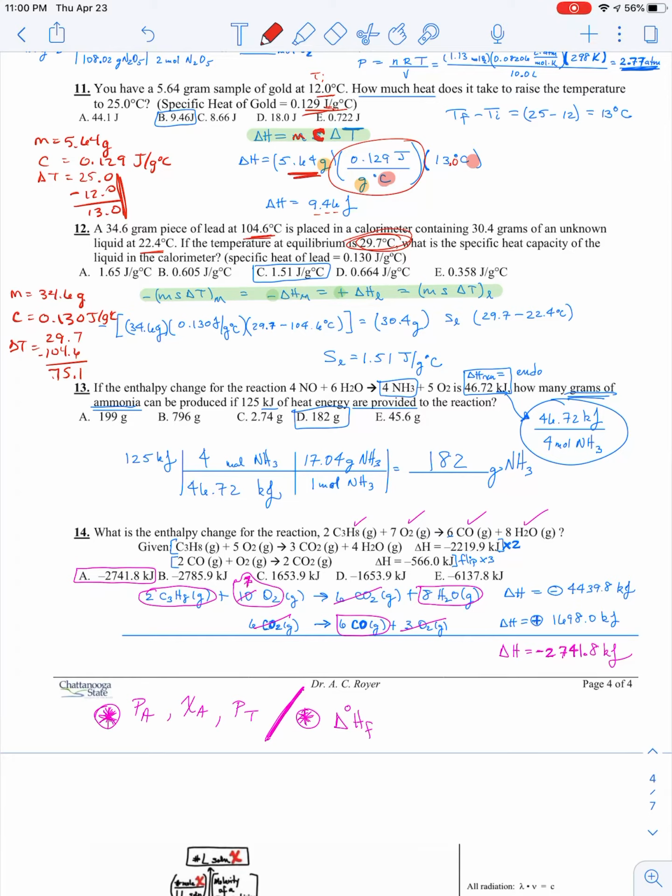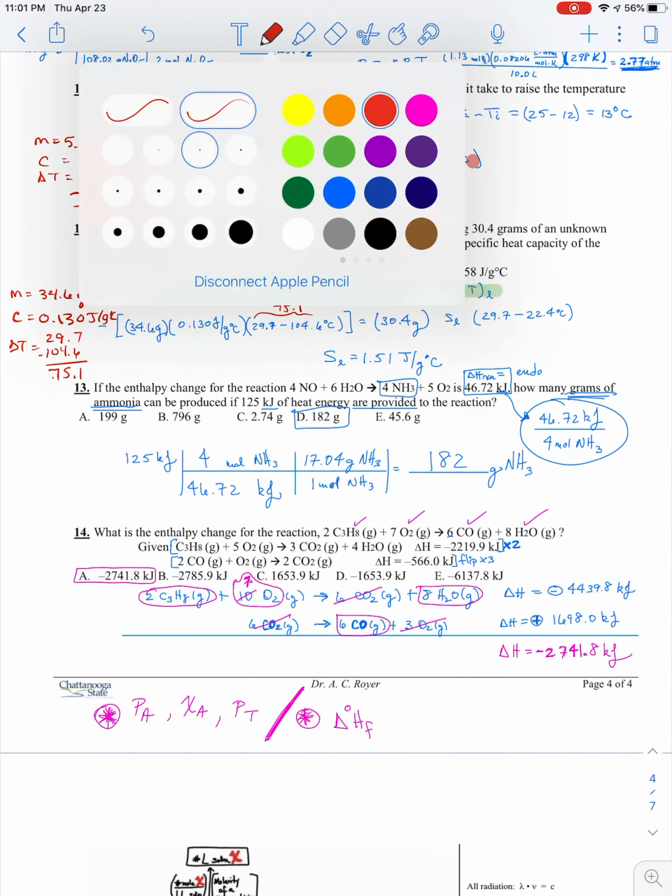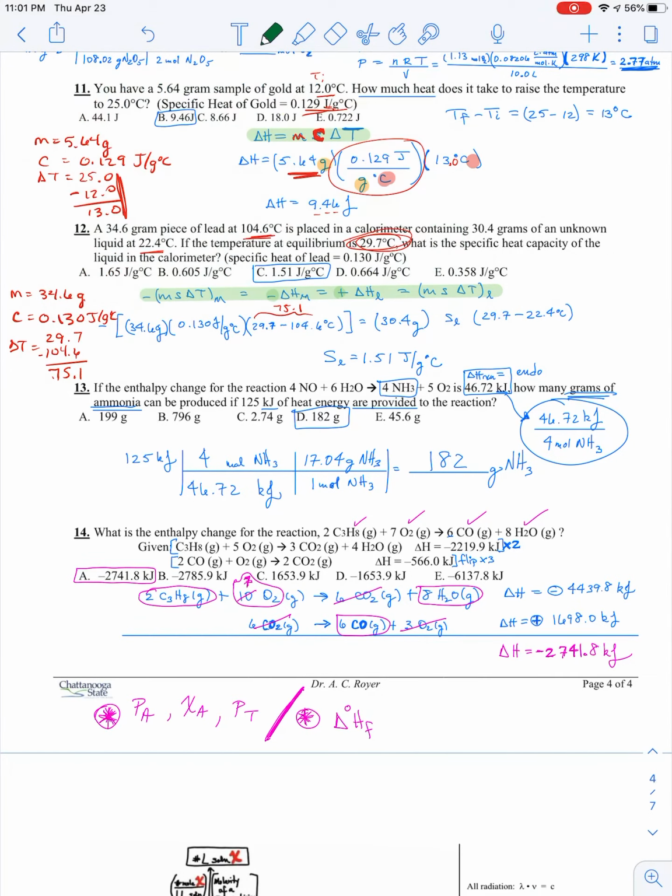I'm doing it in my head to make sure. And then that's what this value is, 75.1. You can just put it all in your calculator too. You don't have to have it solved ahead of time. Then the other part, the unknown liquid: the mass of the unknown liquid is 30.4 grams. I'm out of room, or I would have done it on the left-hand side.